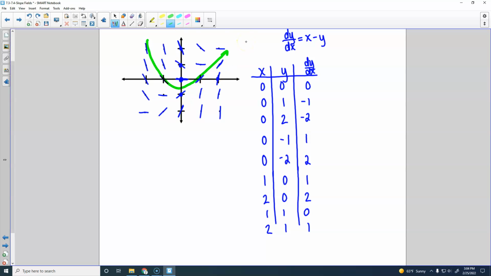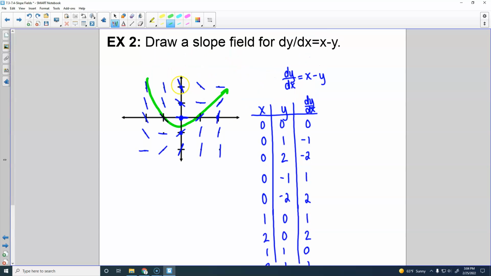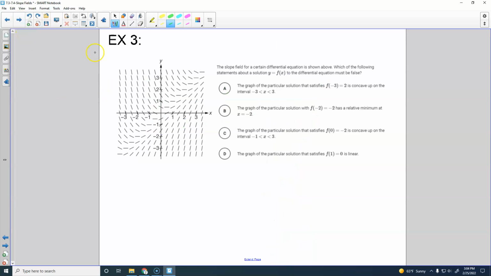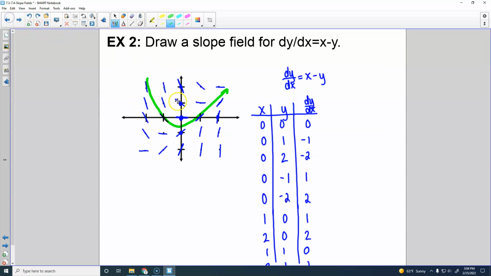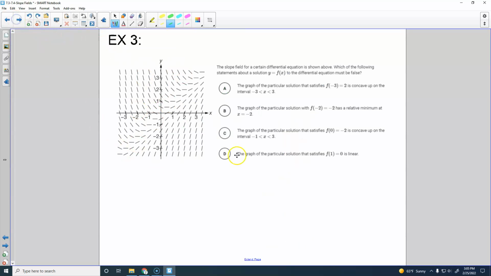Like on example 3. This is a slope field for the situation. This slope field looks pretty much like the slope field we just saw over here. It's just drawn a lot more beautifully because it's done by a computer and not by a person. It says the slope field for a certain differential equation is shown above.